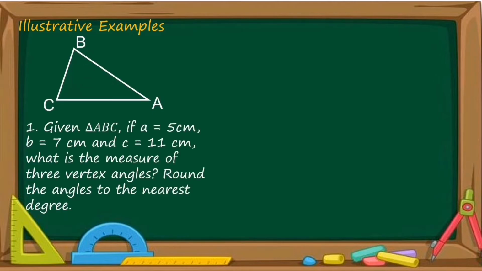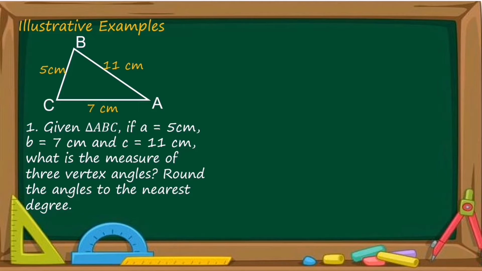Given triangle ABC, if the side opposite angle A is equal to 5 centimeters, the side opposite angle B is equal to 7 centimeters, and the side opposite angle C is equal to 11 centimeters. What is the measure of the three vertex angles? Round the angles to the nearest degree. As you can see in the figure, we're looking for the measures of the three angles since the given are the three sides of the triangle.